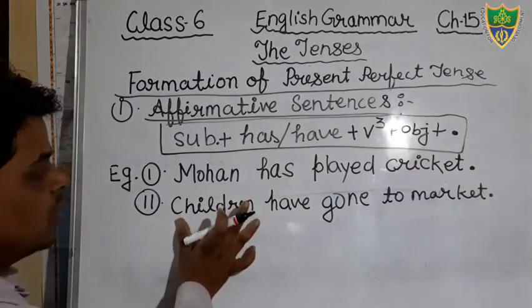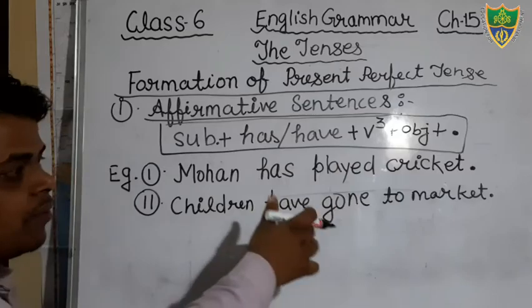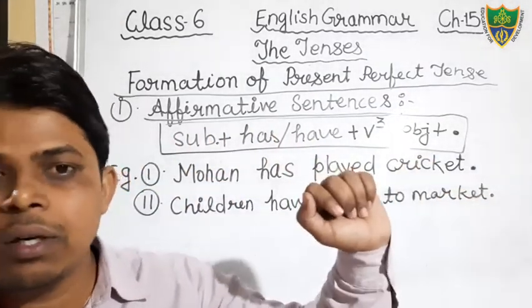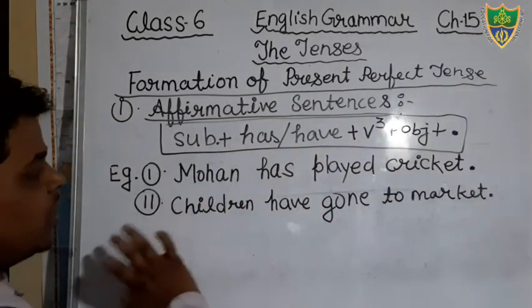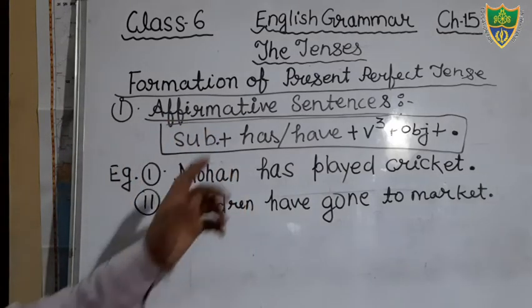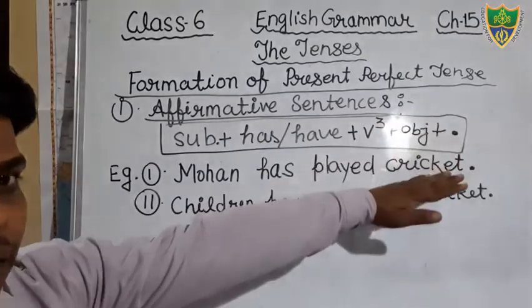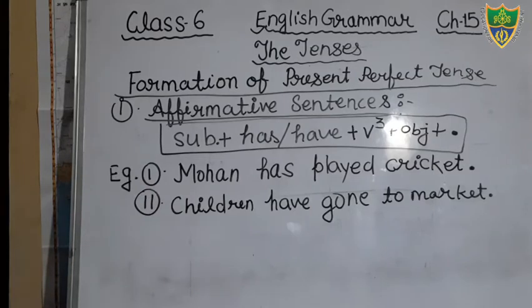You can see here, there is subject, there is helping verb according to the subject, then after verb, if there will be object, you will add object. If there is not object, you will not use object. Let's see here, this is your sentence, this is your structure: subject, and according to the subject has and have, then after third form of the verb, then after object, then after full stop. You can see the sentences. Mohan has played cricket. Okay, children have gone to the market.